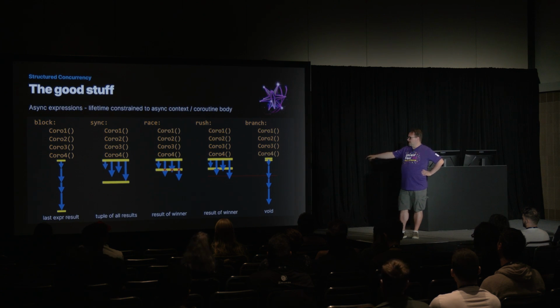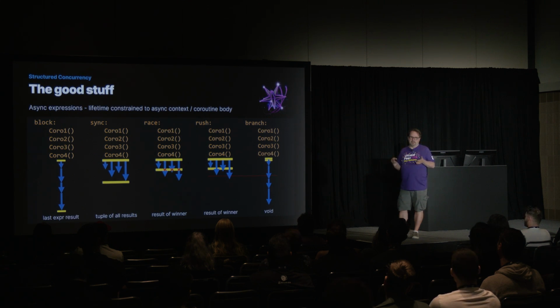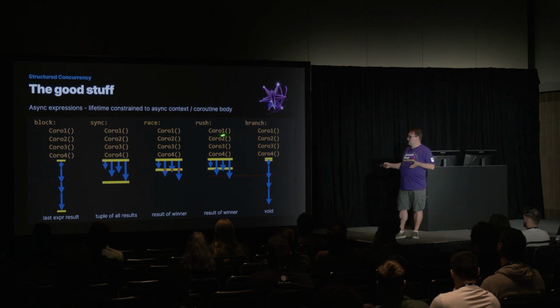But you notice there's that little red line here. This is the thing about rush and branch that's sort of special. So like I said, it's structured, so it stays within the time frame of an async function. So if these things last longer than the function that they're in, they'll be canceled because they're constrained to the lifetime of an async function. So that's a little bit of a sophisticated thing. So I often recommend to people, do not use rush unless you really, really know what you're doing. Generally, you can always use block, sync, and race to do what you want.